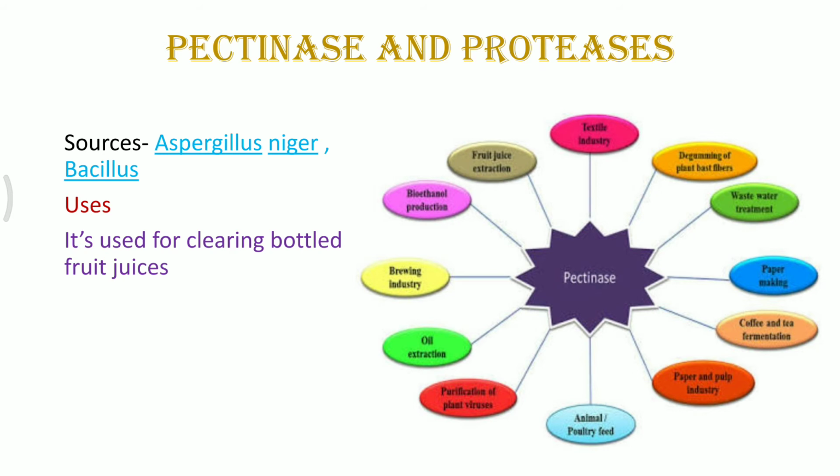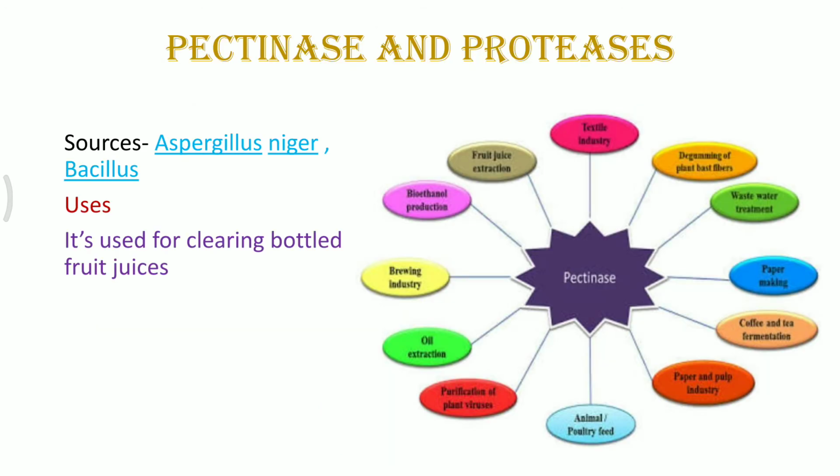Plant-based fibers, wastewater treatment, paper making, coffee and tea fermentation. Most of the places you can see that there will be presence of pectinase or protease. Here it is all about pectinase, so it must be required for all these industries.